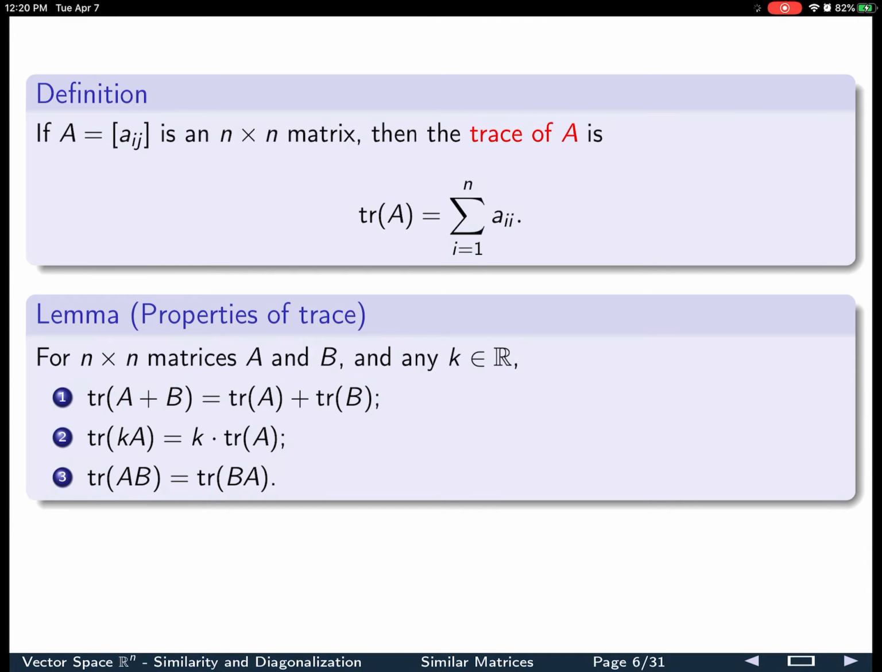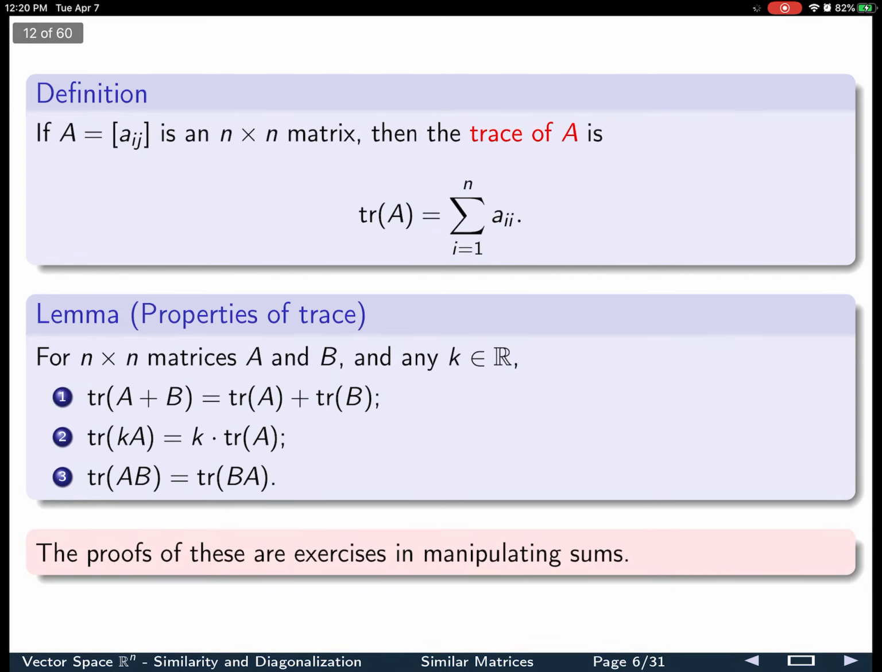Probably the one that would be the most interesting to look at would be number 3 there, where we've got the trace of AB is equal to the trace of BA. Do recognize that A and B here are both n by n matrices, so they are square matrices. And those traces are the same because you end up doing the same dot products for those diagonal entries in the matrix, either way you cut it. The proofs of those are just manipulating sums. Go ahead and check it out if you want to.